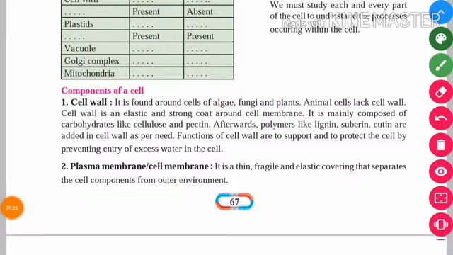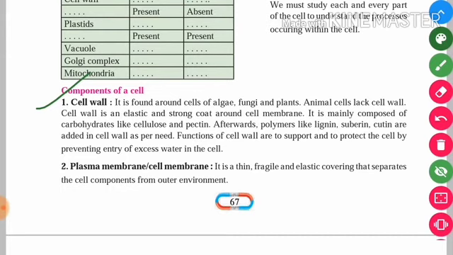Okay, we have seen the various components and structure of the cell. Now we are going to look at the functions of the components of the cell. The first component is the cell wall. Cell wall of algae, fungi and plants. It means the cell wall is present in the plant cell, not in the animal cell.